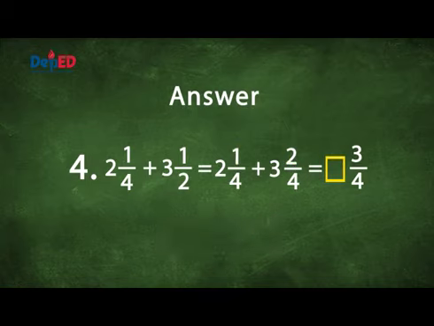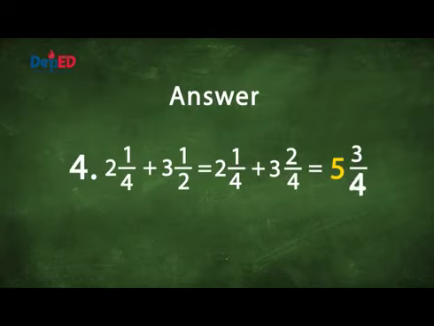Step 3. Since we are adding mixed numbers, add first the whole numbers. 2 plus 3 equals 5. Then, add the numerators. 1 plus 2 equals 3. And copy the common denominator 4. We have 5 3/4. Is it already in lowest term? Yes. Therefore, our missing number is 5 and our final answer is 5 3/4.